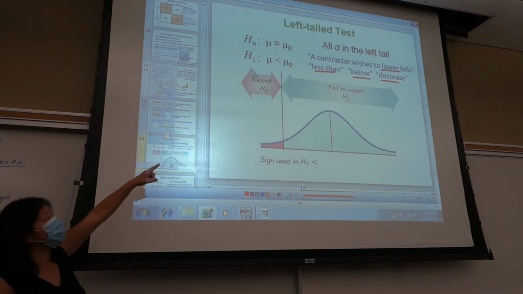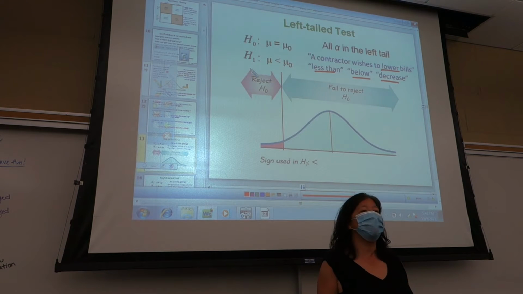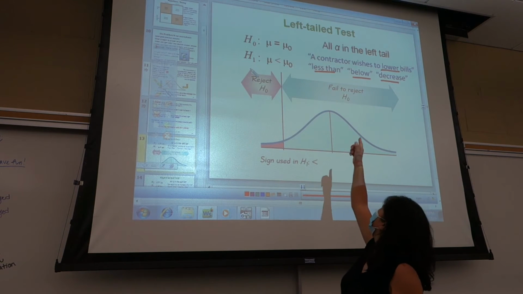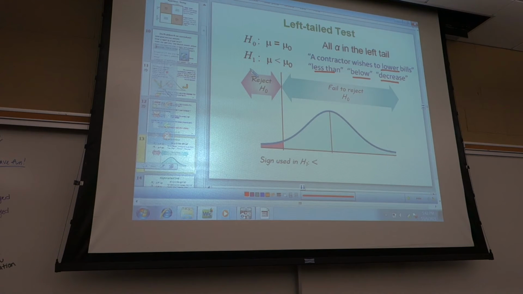So how do you know it's left-tailed? That's going to come later. People are like, how do I know what tail it is? How do you know it's left-tailed? Words like lower, less than, decrease, below, those are all left-tailed words. If you see that in your claim, that's an indication that it's a left-tailed problem.